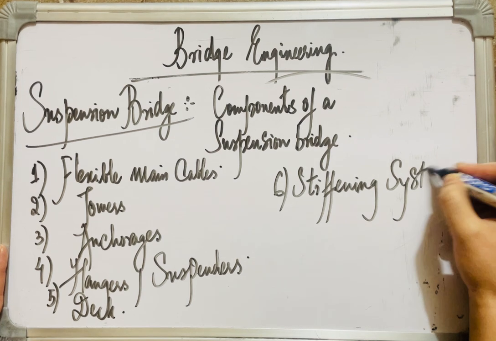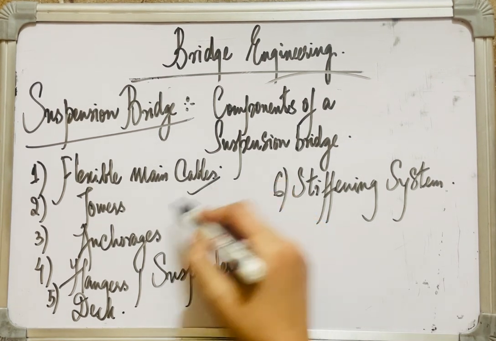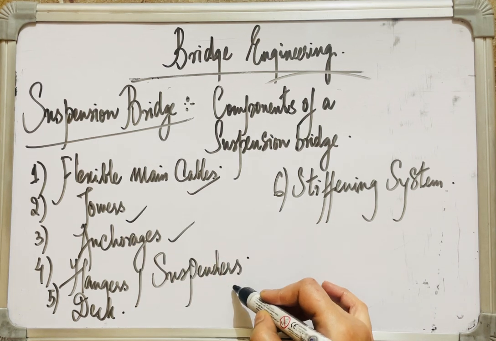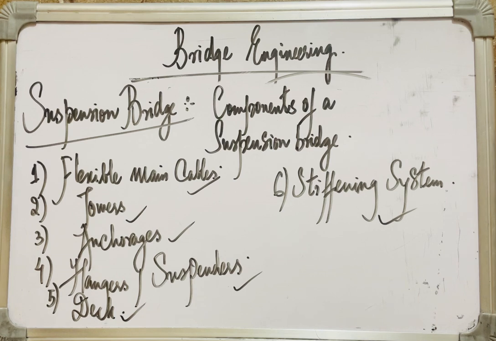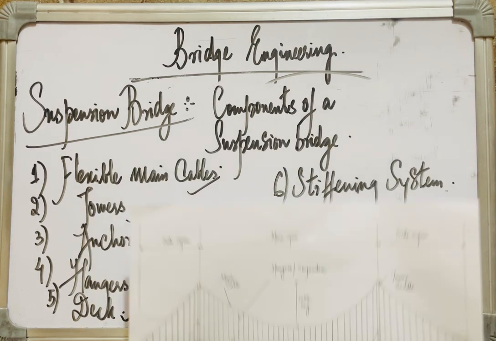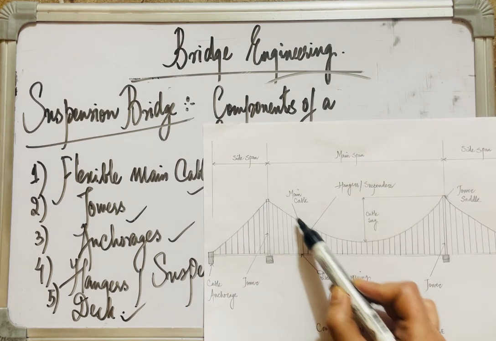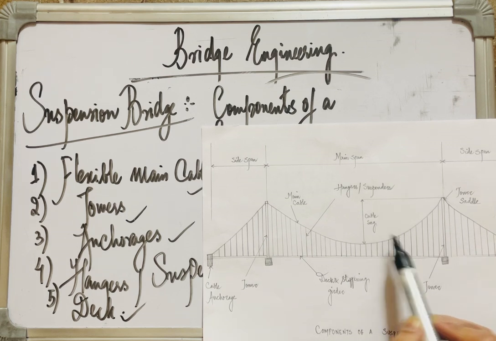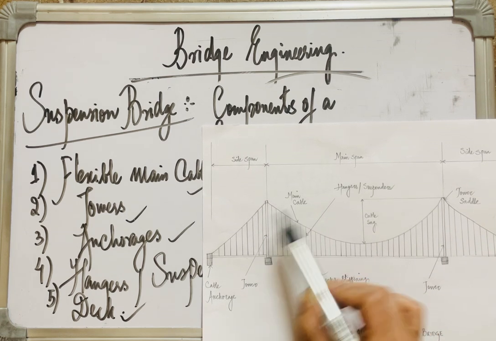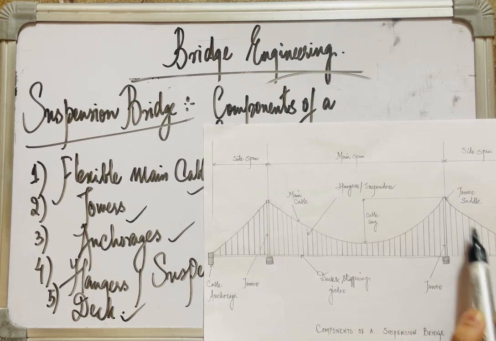All right. So the various components of a suspension bridge are flexible main cables, towers, anchorages, hangers or suspenders, bridge deck, of course, and the stiffening system. Let me show you in the diagram. This is a suspension bridge. This is the flexible main cable. I have written over here, main cable.